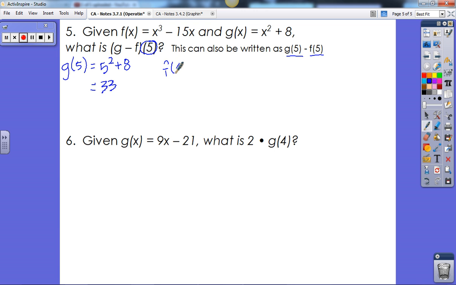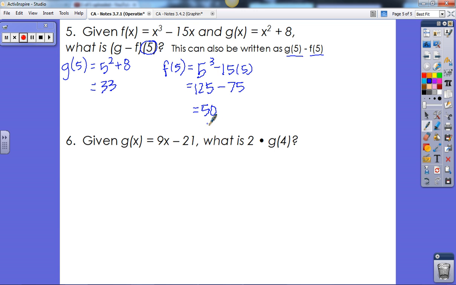If I take 5 and I plug it in to f, F of 5 would be 5 cubed minus 15 times 5. So 5 cubed is 125. Minus 15 times 5, which is 75. And 125 minus 75 is 50.